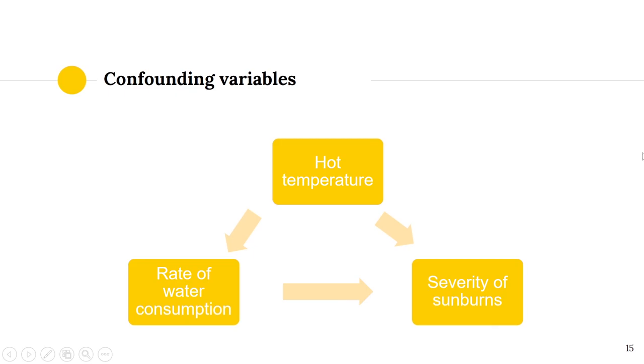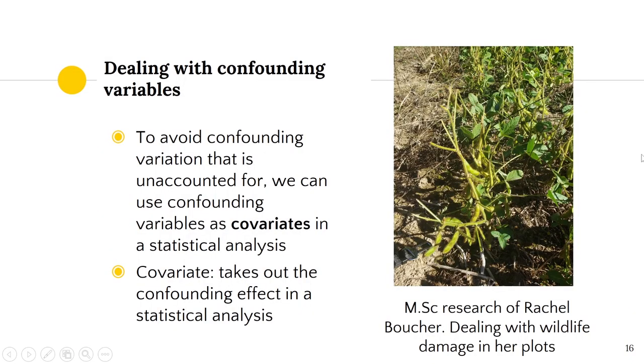In other situations, we deal with confounding variables by using what we call covariates, and we do covariate analysis. The essence of covariate analysis is this: instead of ignoring the confounding variable, we measure it explicitly along with the variables we are actually interested in measuring. What that allows us to do, during our statistical analysis, is take out the confounding effect. We can remove it to understand the more pure effect between our dependent and independent variables.